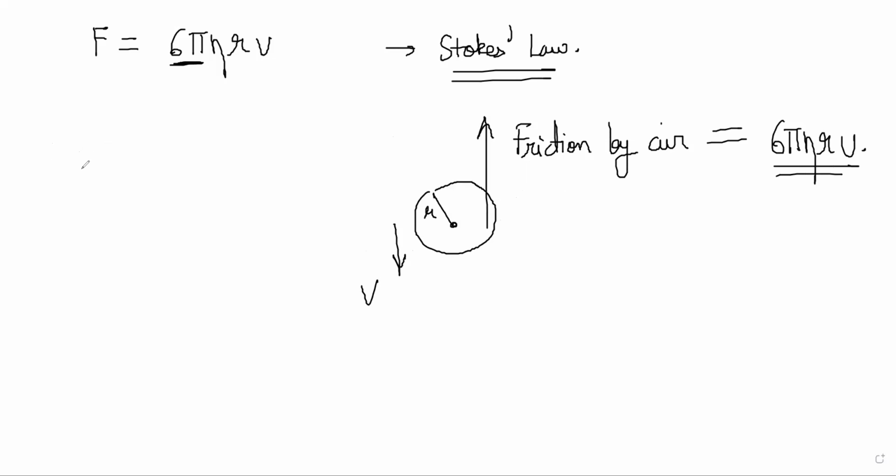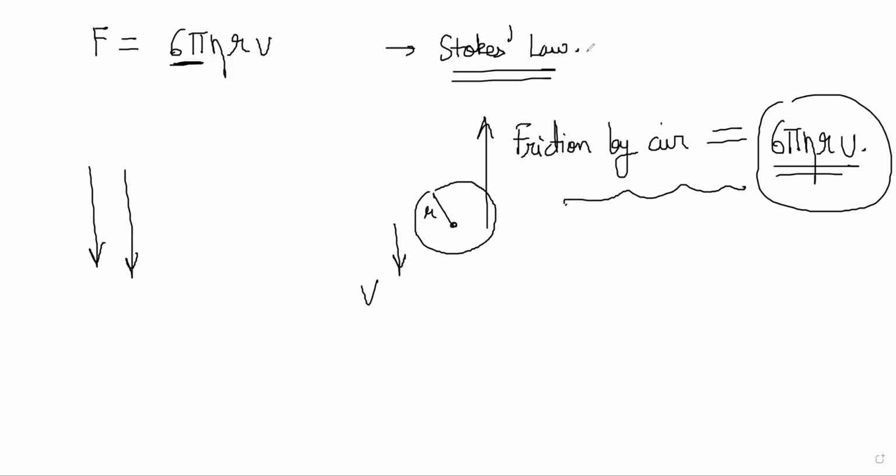So when you are thrown off with a high velocity, or maybe you're dropping off from an airplane, you have initial velocity 0. So initial Stokes law friction is 0. But as you fall due to gravity, your V increases, right? And as your V increases, this friction also increases, right?